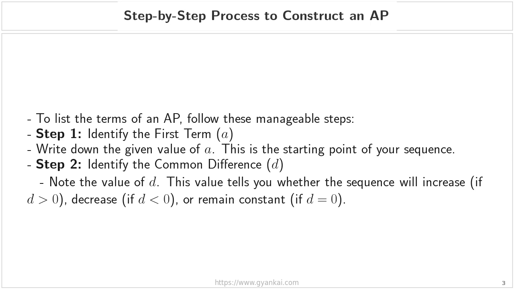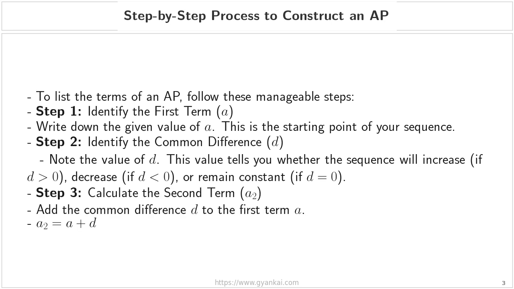Next, in step 2, you need to identify the common difference, denoted as d. As we discussed in the previous slide, this value is crucial because it dictates the behavior of your sequence. Pay close attention to the sign of d. If d is greater than 0, your sequence will increase. If d is less than 0, your sequence will decrease. And if d equals 0, your sequence will remain constant. Once you have these two values, we move into the calculation phase.